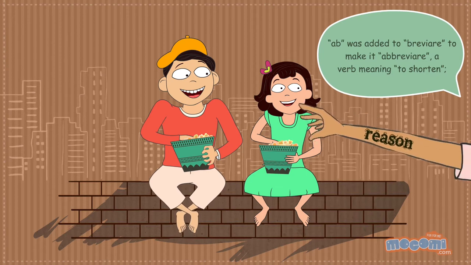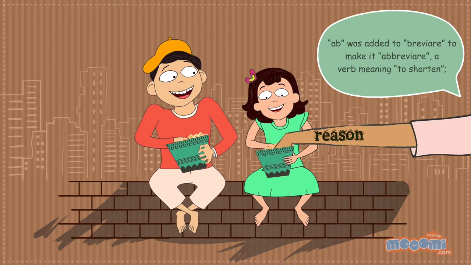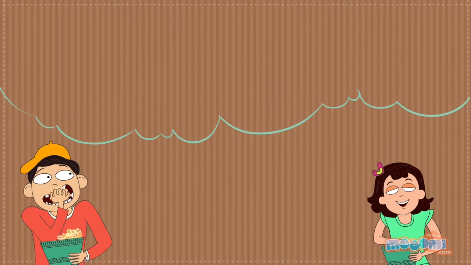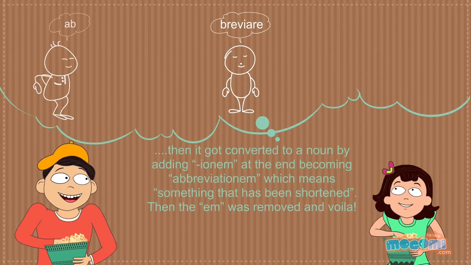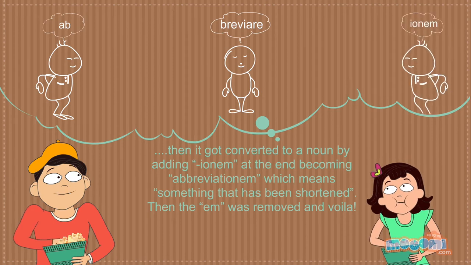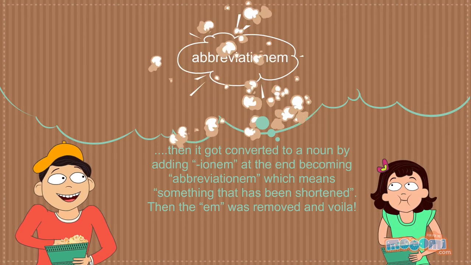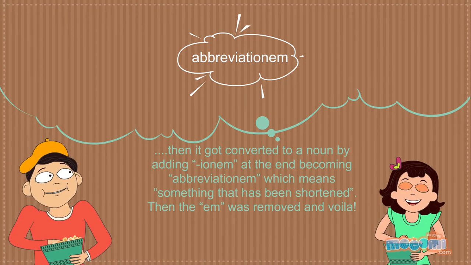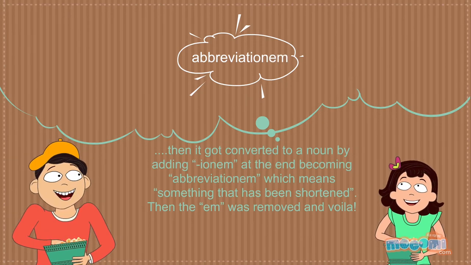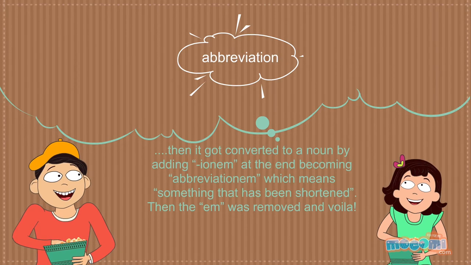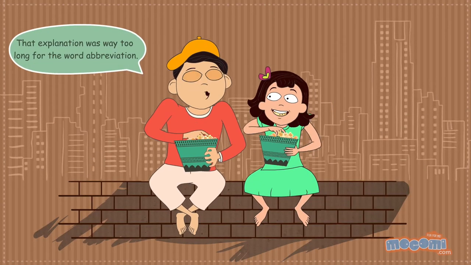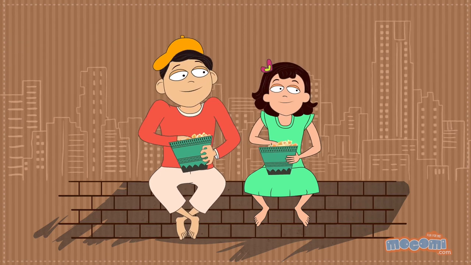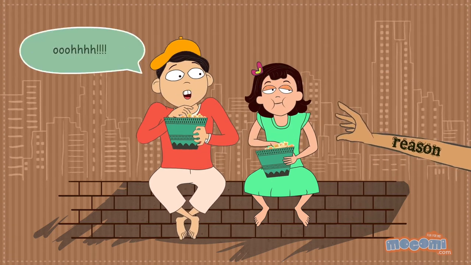Ab was added to breviar to make it abbreviar, a verb meaning to shorten. Then it got converted to a noun by adding ationem at the end, becoming abbreviationem, which means something that has been shortened. Then the M was removed and voila! That explanation was way too long for the word abbreviation. No popcorn for you. Aww.